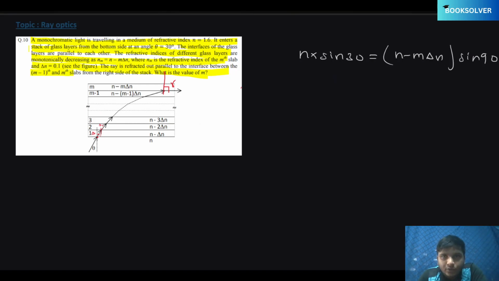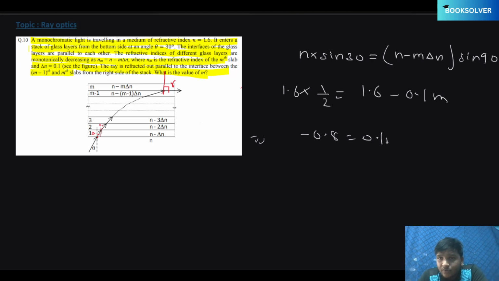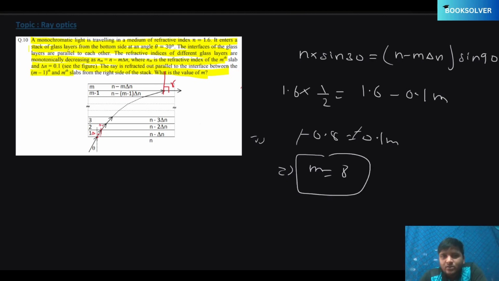So let's put the values here. What is n? n is given as 1.6. Sine 30 is nothing but 1 by 2. Then n minus m delta n: 1.6 minus 0.1 m. Sine 90 is nothing but 1. So if I take this to that side, we get minus 0.8 equal to minus 0.1 m. Removing the minus and dividing, m is equal to nothing but 8. So there are actually 8 slabs.